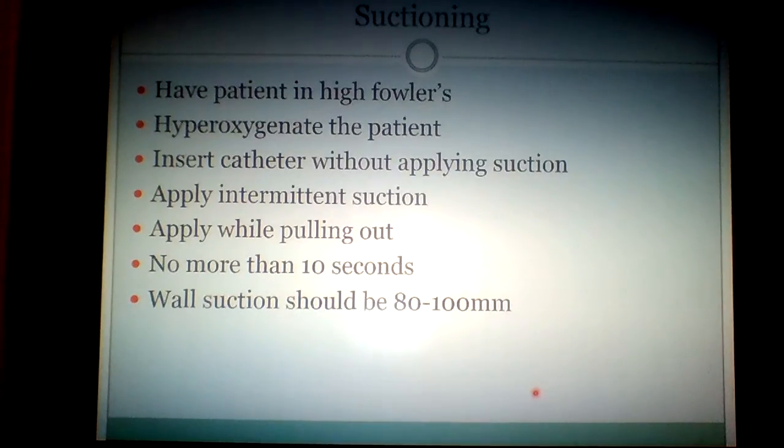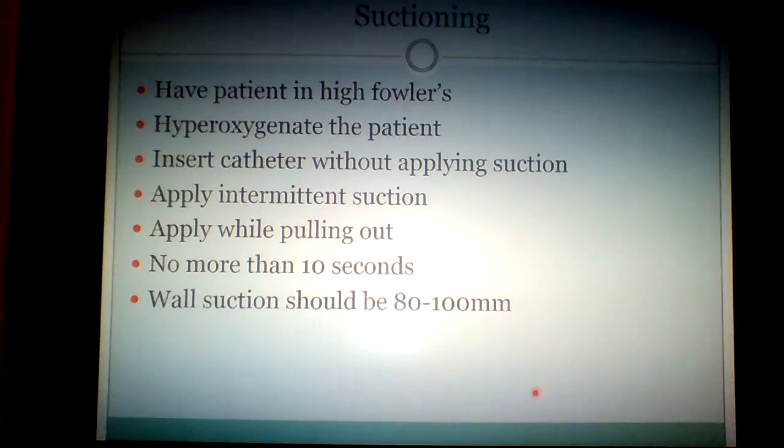You are going to insert the catheter without putting your thumb on the hole to apply suction, but insert the catheter until you meet resistance and come out about 1 centimeter after that. As you are coming out, you're going to apply intermittent suctioning while twirling it or twisting it, whatever word you want to use, so it goes around and around as you are coming out. So apply pressure while you're coming out, okay?